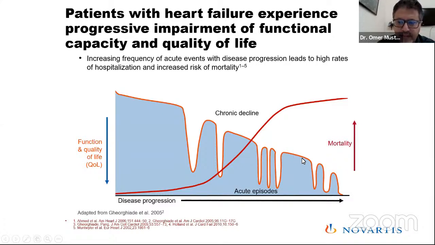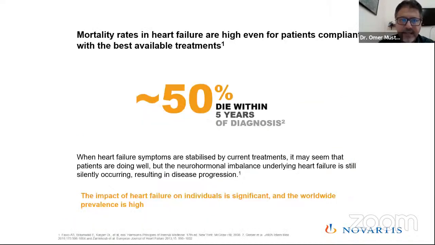And the moment the quality of life index starts decreasing towards the end of the disease progression, the mortality increases. Mortality rates in heart failure are high even for patients compliant with best available treatments, and almost 50% die within 5 years after diagnosis. When heart failure symptoms are stabilized by current treatments, it may seem that patients are doing very well, but the neurohormonal imbalances underlying the heart failure are still silently occurring and resulting in disease progression. So this is a very important point to understand, that even if you see a stable patient with heart failure, he's actually not stable.